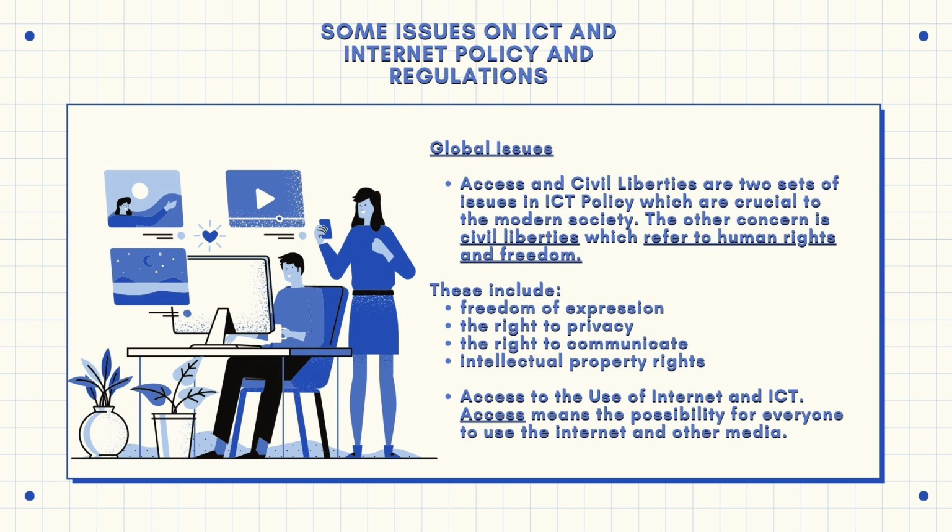Access to the use of internet and ICT is always a big question, and probably we have a problem regarding this one. If you notice, many of our students cannot have access. So when we say access, it means the possibility for everyone to use the internet and the other media. So to access, infringement to civil liberties or human rights. So the question is, both are specific Internet issues on Internet policy that have relationship to civil liberties or human rights. Let's study the examples that follow.